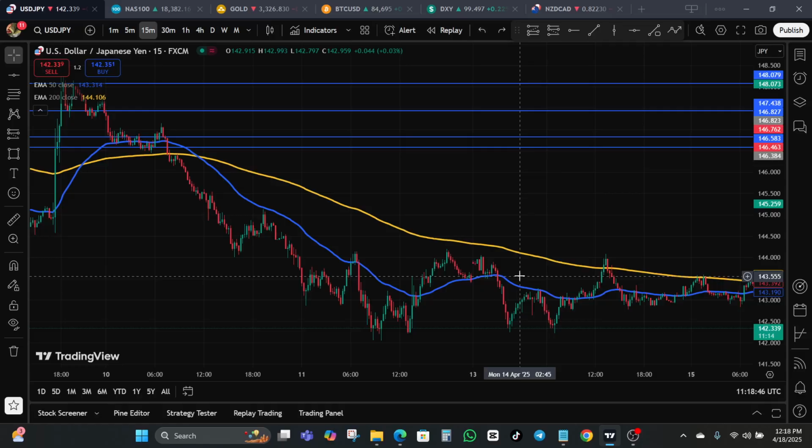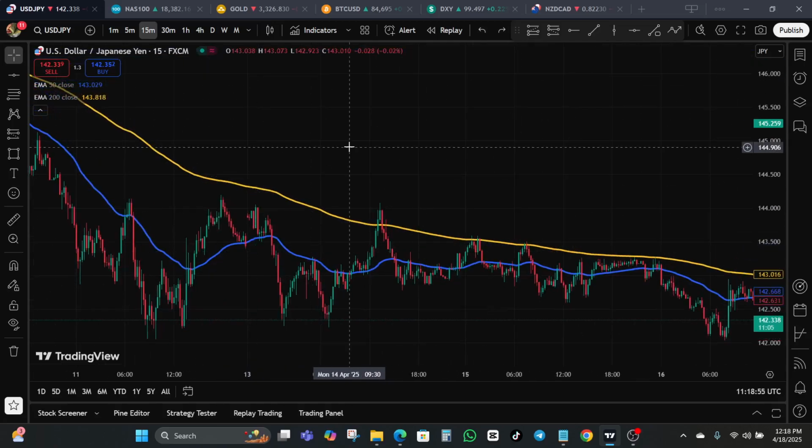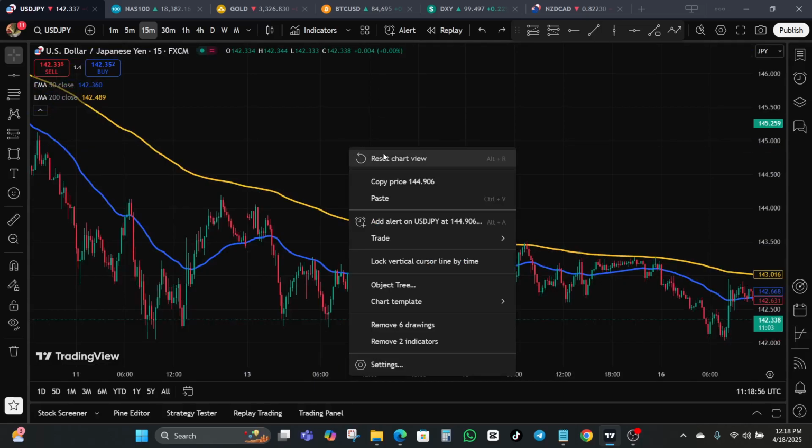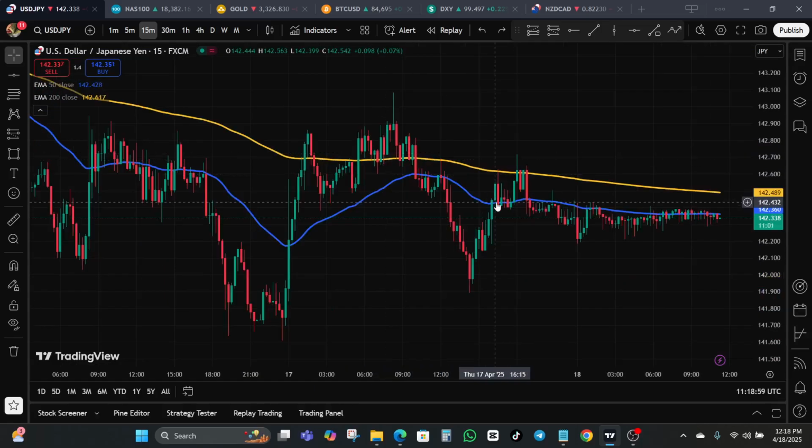So scalpers rarely let their trades run longer because the volatility can shift quickly, leading to unpredictable moves. So if the price hits your target, great. If not, you need to be ready to exit when the market shows signs of reversing.